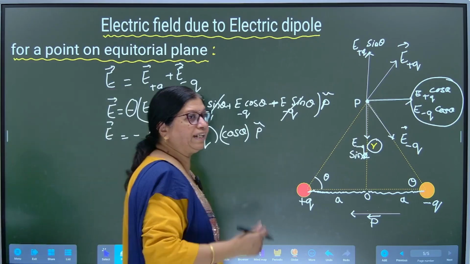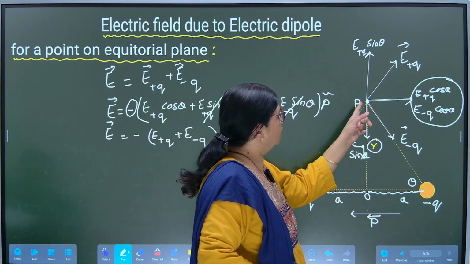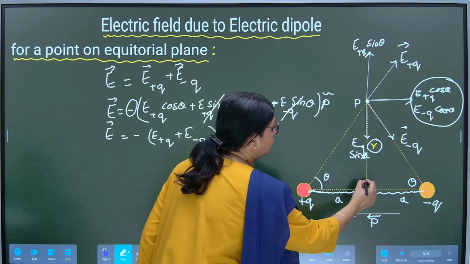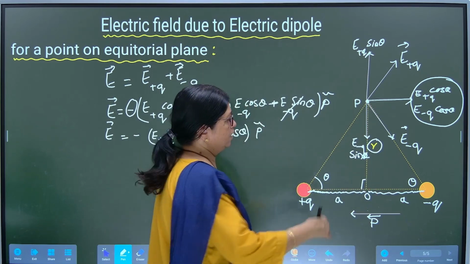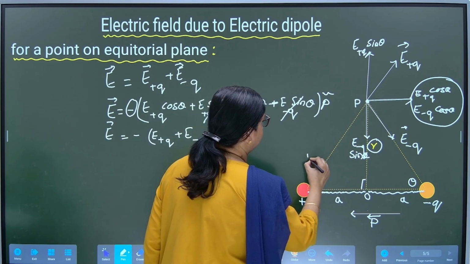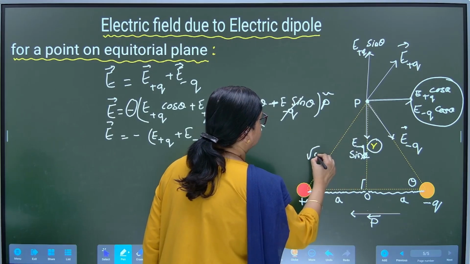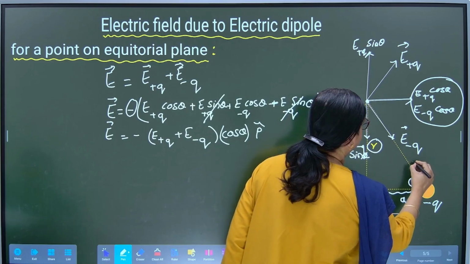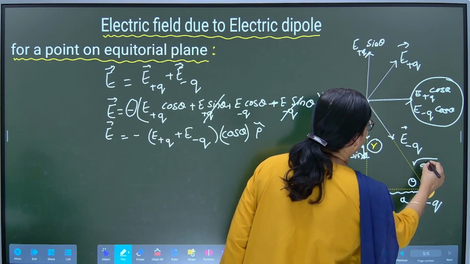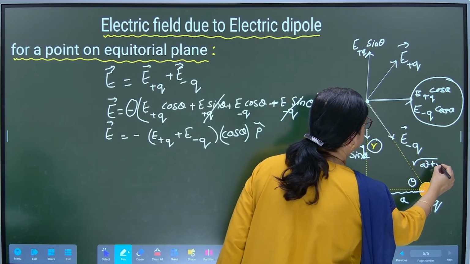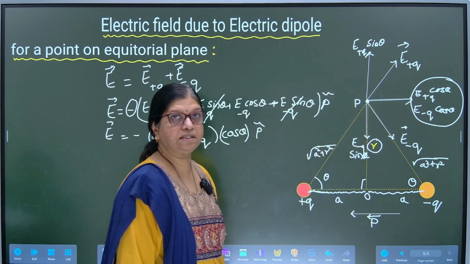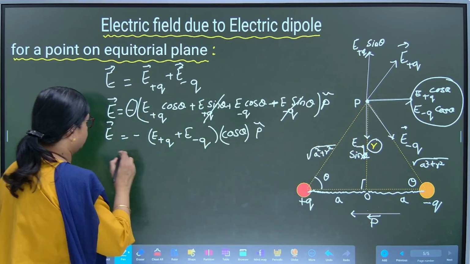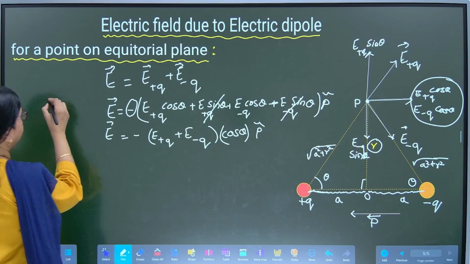Now, for that I require the distance between the point P and the charge. So, how will I find the distance? This is a right angle, so I will just use the Pythagoras theorem: under root A square plus R square. Similarly, here also, this distance is under root A square plus R square. So, I am ready with the distance, and I also want cos theta. So, we will first write out these values here.